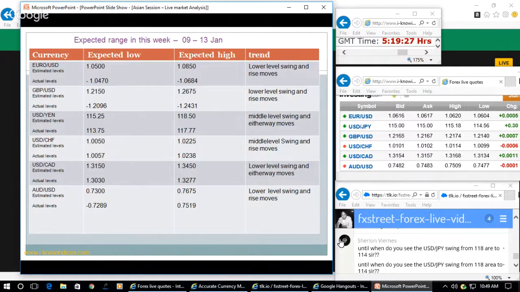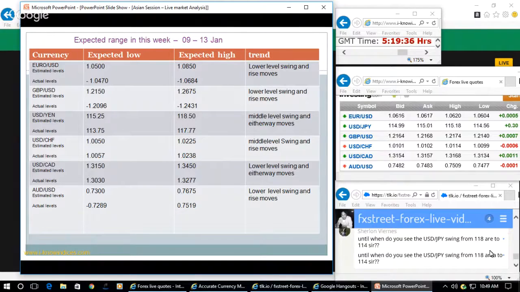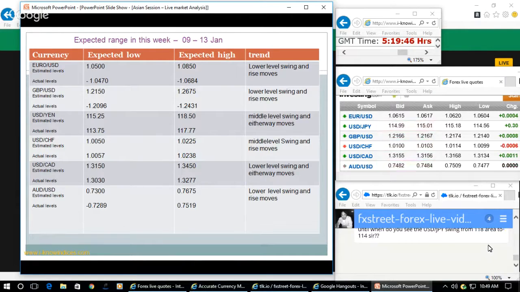Until when do you see USDJPY from 118? See, from that of the 114 area, it could come up to that of 117. And then later on, it will go up to 119. Any other question? You can ask the questions in the question answer window. I'll be willing to answer those questions.